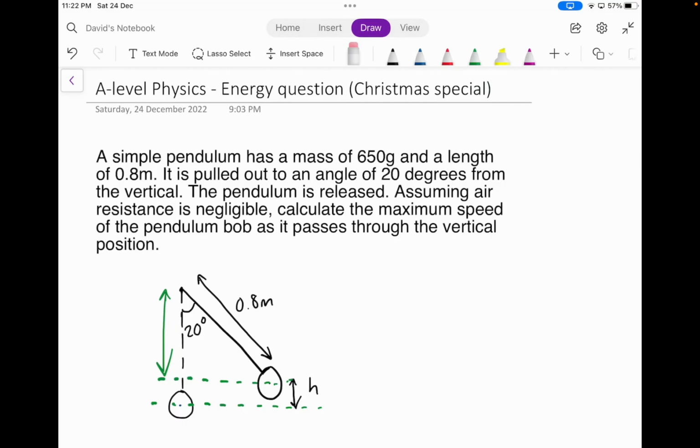Today's video is an A-level physics question related to the concept of energy. I know many of you have this concept coming up for exam, so hopefully this video helps you all to understand this concept much better.